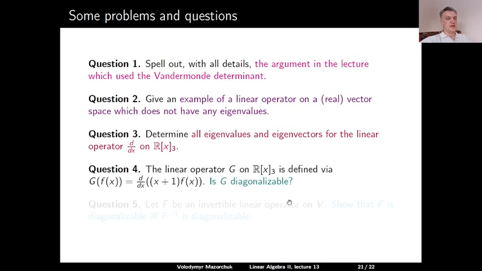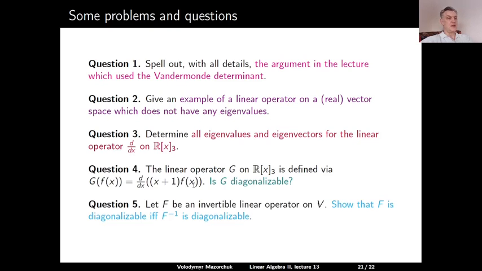Question 4. The linear operator g on R[x]_3 is defined as follows. g applied to f of x is the derivative of (x plus 1) times f of x. Is g diagonalizable? Question 5. Let f be an invertible linear operator on V. Show that f is diagonalizable if and only if f inverse is diagonalizable.